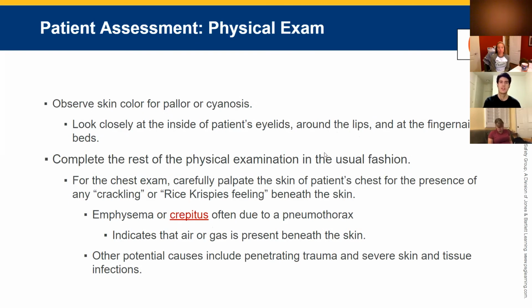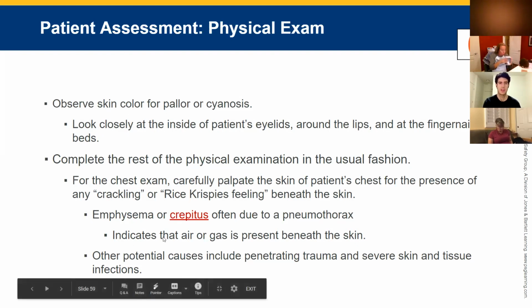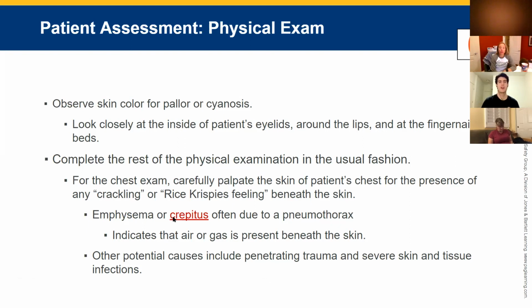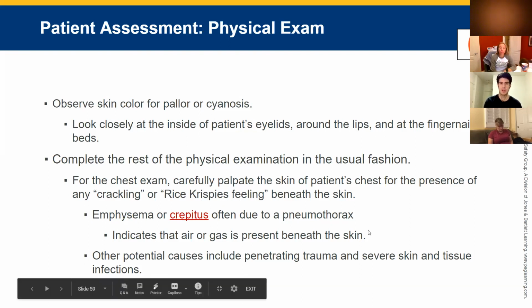Let's see. Complete the rest of the physical exam. And we will go more into physical exams in trauma. These things they're talking about here are more traumatic issues. We haven't really done the traumatic physical yet. But we'll get more into this later when we talk about crepitus, like bones moving, or Rice Krispie kind of crackly skin. Those are signs of trauma that we will be exploring in detail later on.